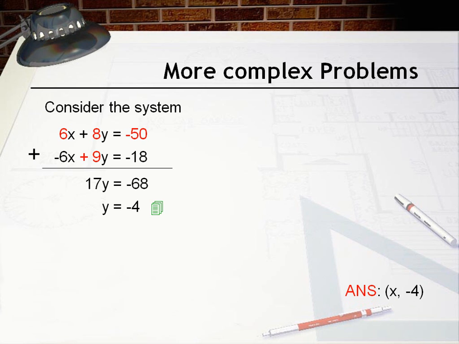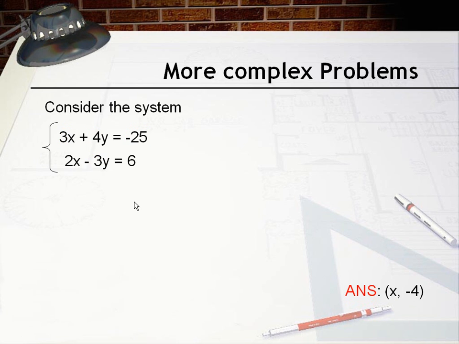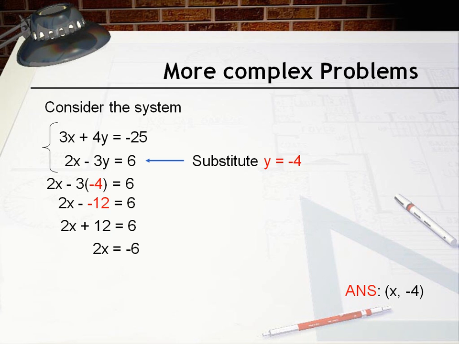Alright, but you're not finished. We're going to substitute y equals negative 4 into one of these equations. Let's do the second equation. Once we do that, we get 2x plus 12 equals 6. Subtract 12 from both sides. We get 2x equals negative 6, and then divide by 2. We get x equals negative 3. So the answer is negative 3, negative 4.